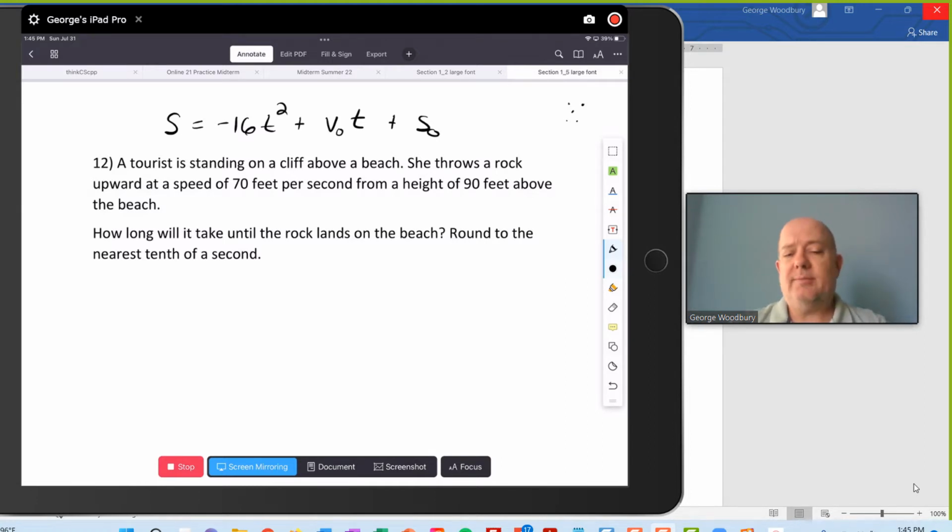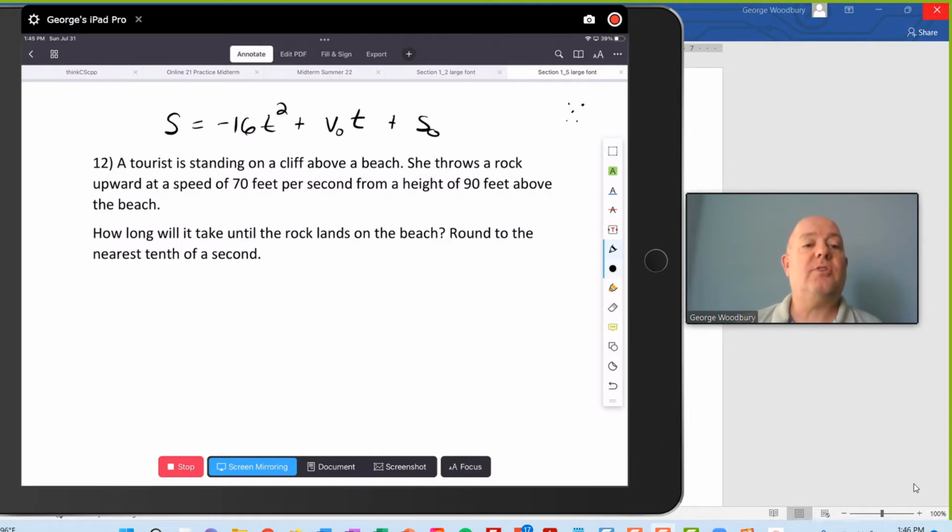So one quick pointer: initial velocity is always going to be in units of feet per second. That makes it a little easier to find. The initial height is also given in feet, as well as the height that we're interested in. And the ground is equal to a height of 0 feet.